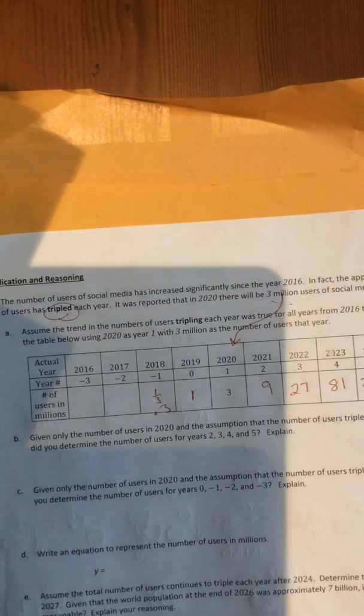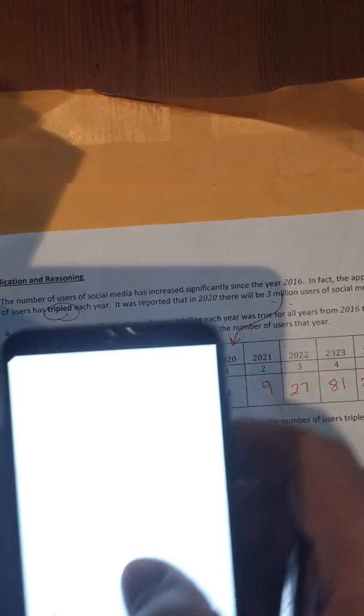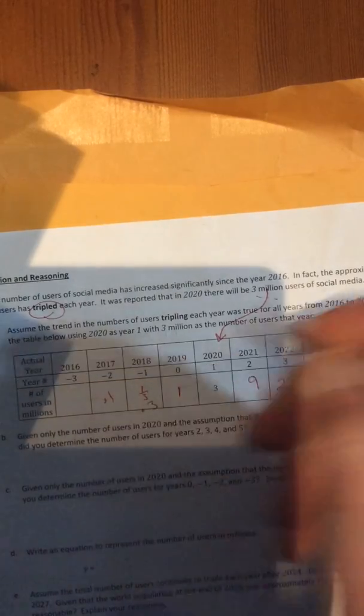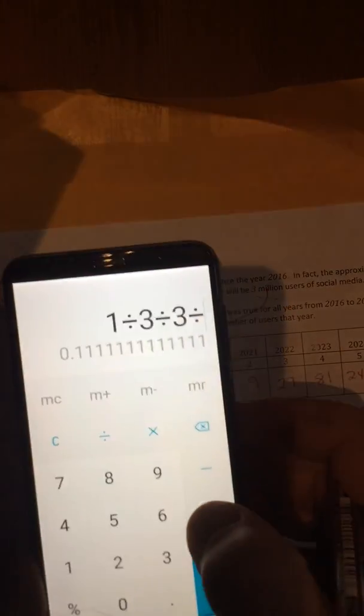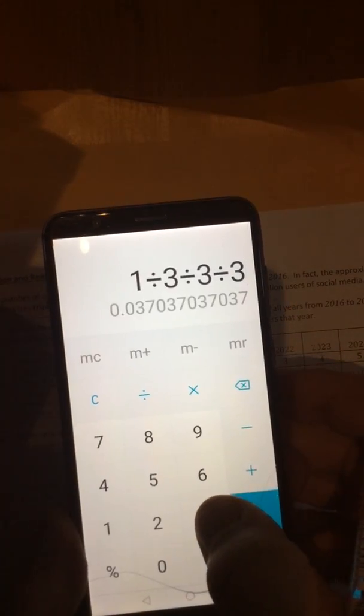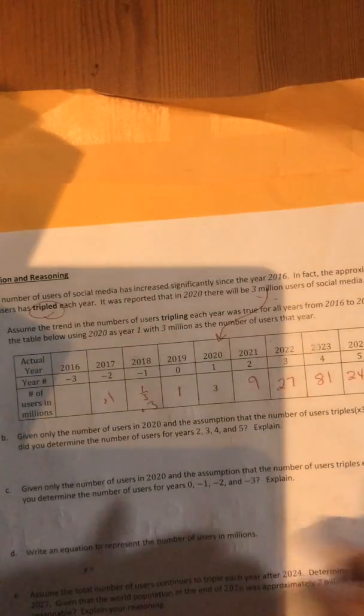So now I'm going to divide it again. So to 0.1, so 0.1 million. And if we divide that again, 0.04.